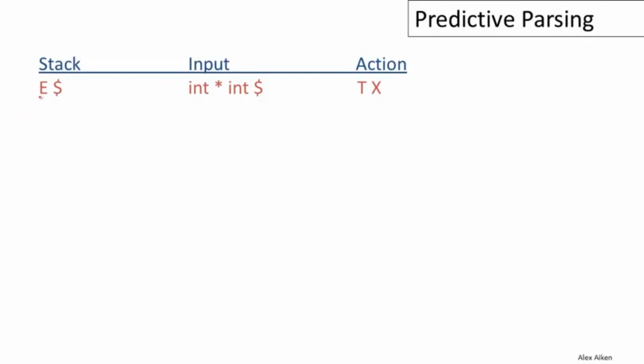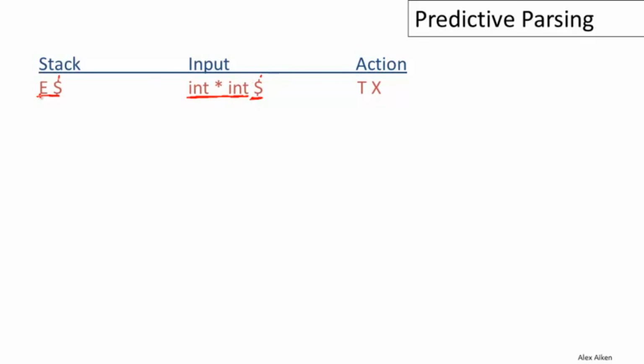So initially, our stack is E $. E was our start symbol, and $ is our end of input symbol. And our input, we're going to try to parse the input int times int. That's what we want to parse. And then, of course, we have our new symbol $. We'll tack that on to the end of the input. And if all goes well, the $ sign on the stack will match up against the $ sign at the end of the input. Again, $ here is just a way of marking the end of the input and expressing that we need to parse the entire input.